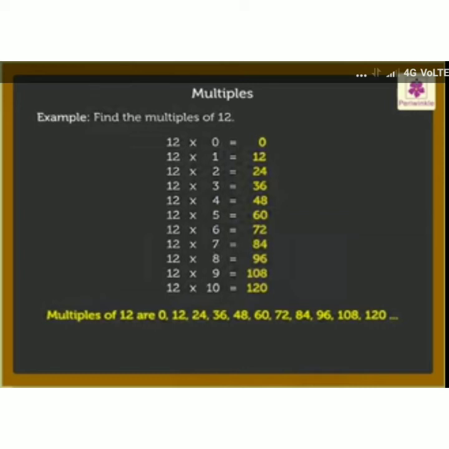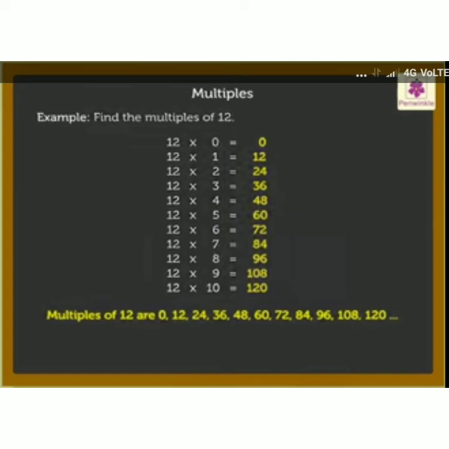For example, 12 zeros are 0. 12 ones are 12. 12 twos are 24. 12 threes are 36. 12 fours are 48. 12 fives are 60. 12 sixes are 72. 12 eights are 96. 12 nines are 108. 12 tens are 120. So 0, 12, 24, 36, 48, 60, 72, 84, 96, 108, 120.